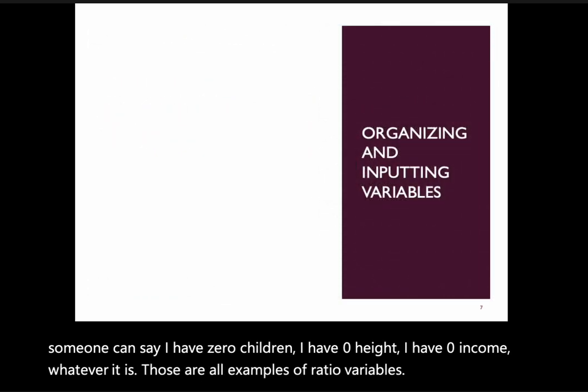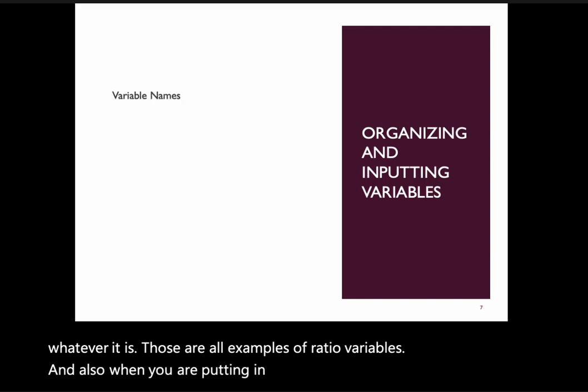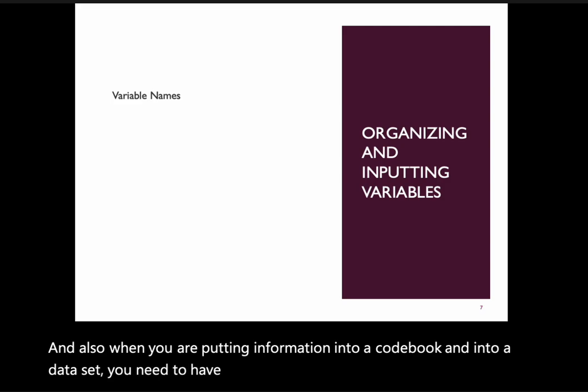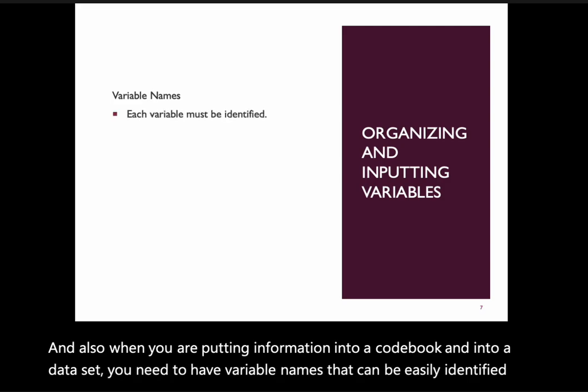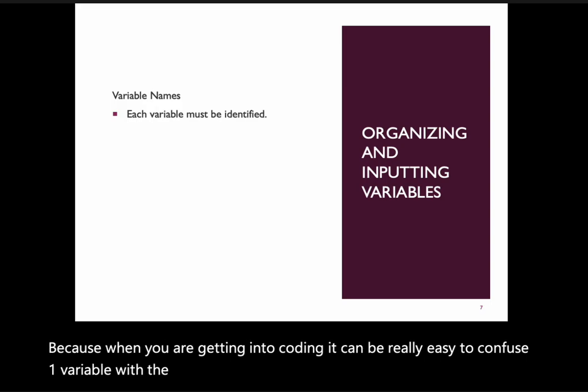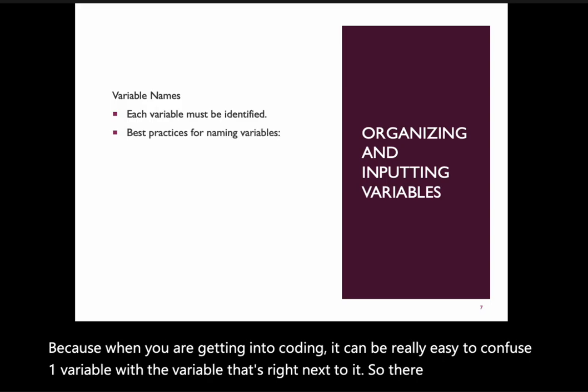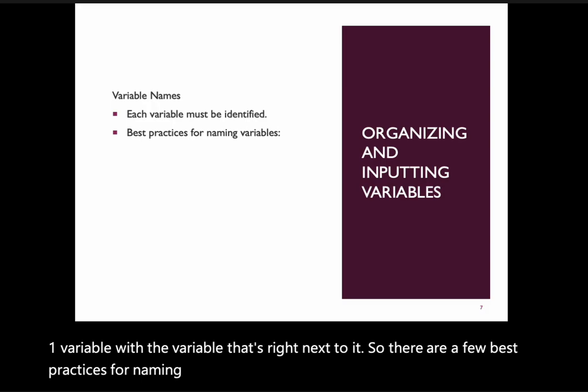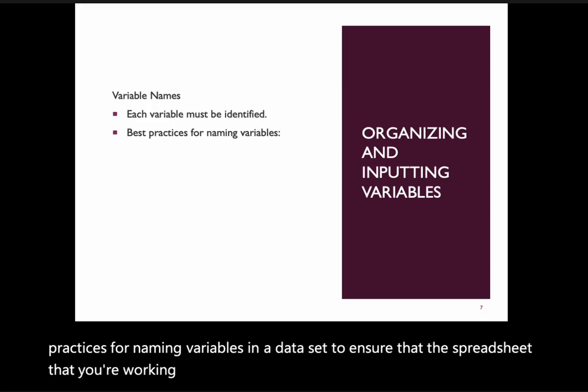And also, when you are putting information into a code book and into a data set, you need to have variable names that can be easily identified, because when you are getting into coding, it can be really easy to confuse one variable with the variable that's right next to it. So there are a few best practices for naming variables in a data set to ensure that the spreadsheet you're working with is compatible with various analytical software packages.